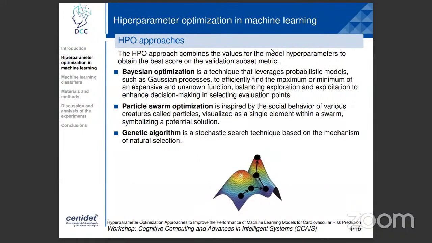And in this paper, we use three approaches: Bayesian optimization, particle swarm optimization, and genetic algorithm. The first one finds the maximum and minimum of an expensive and unknown function by iteratively balancing exploration and exploitation based on Bayesian inference. The second one is inspired by social animal behavior and simulates the movement of the population called particles through a solution space, aiming to find the optimal solution. The third, inspired by natural selection, evolves a population of potential solutions over multiple generations, improving the solutions and aiming to find an optimal or near optimal solution to a problem.